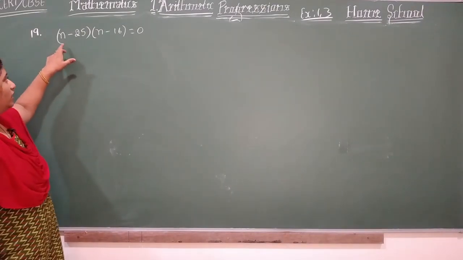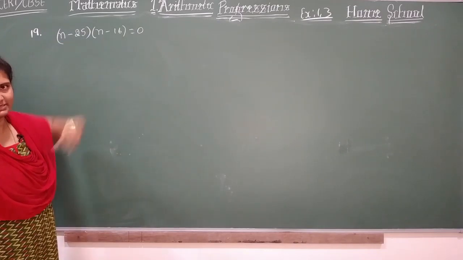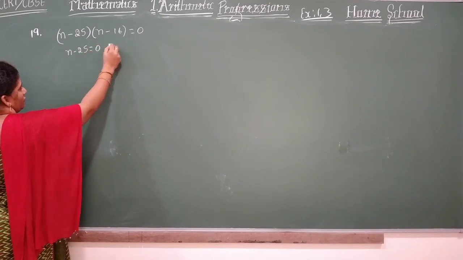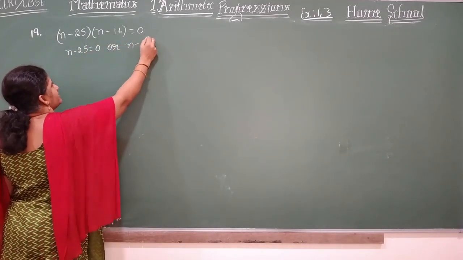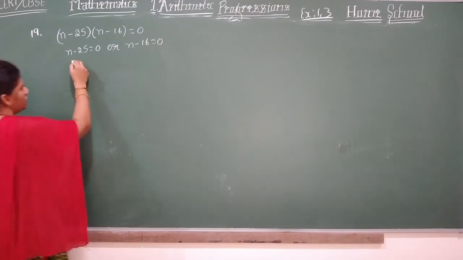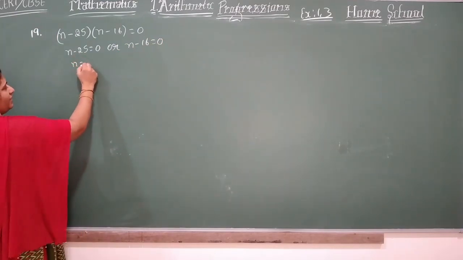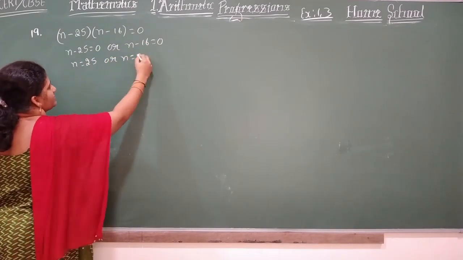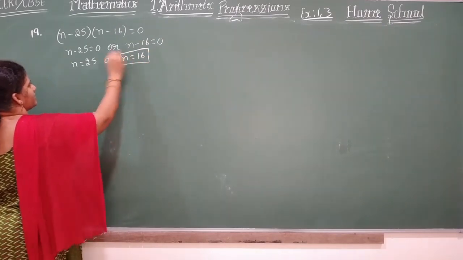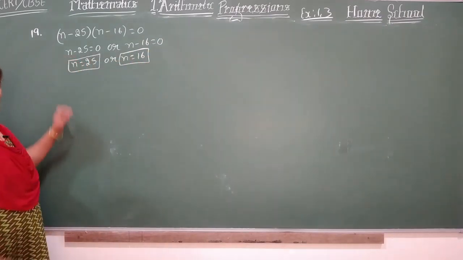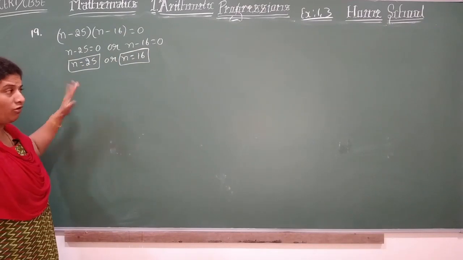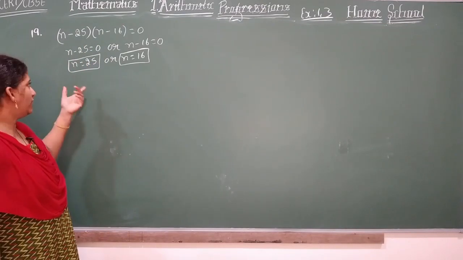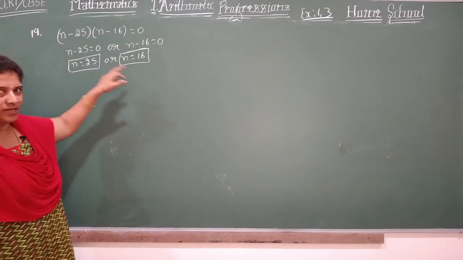Look here. (n - 25)(n - 16) = 0. So n - 25 = 0 or n - 16 = 0. Bring this minus 25 to the other side: n = 25 or n = -16 moved over, plus 16. Look here, what is this n? It is the number of rows of the logs. How many rows? You will get a confusion: either it is 25 or 16.